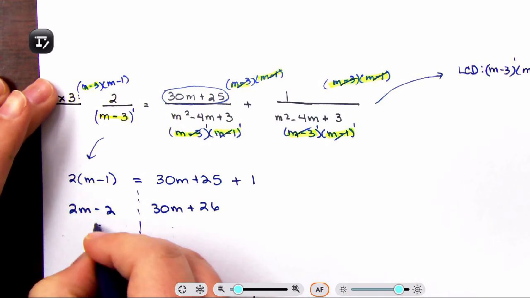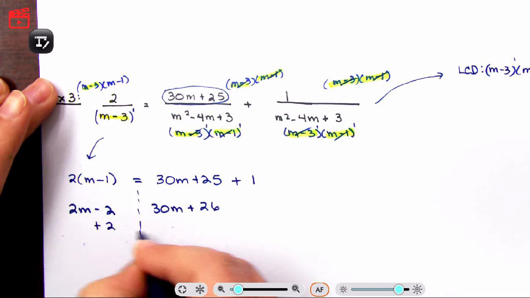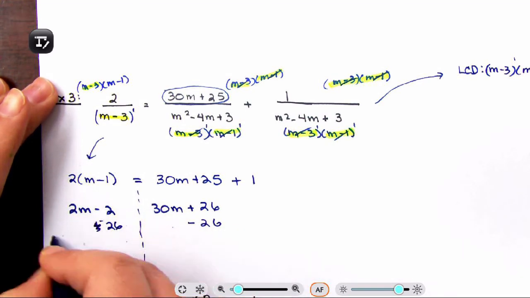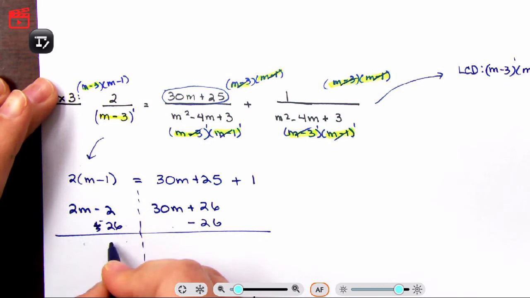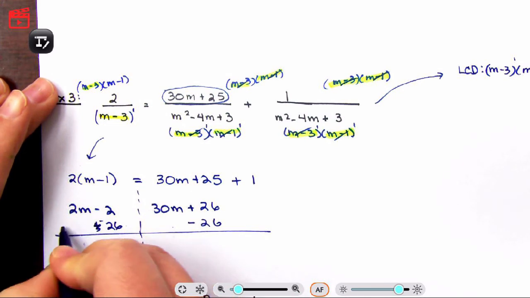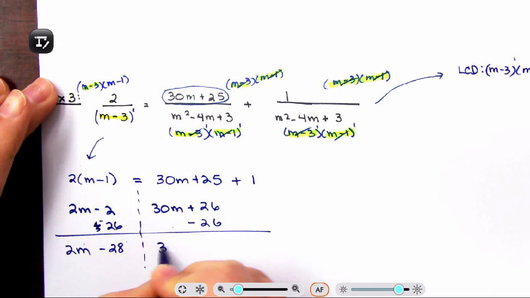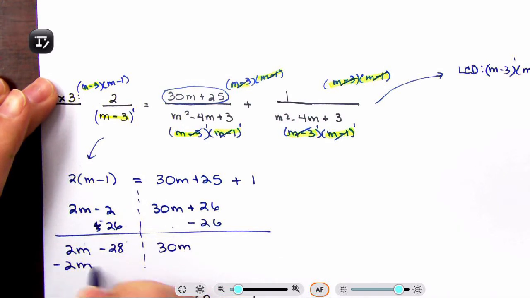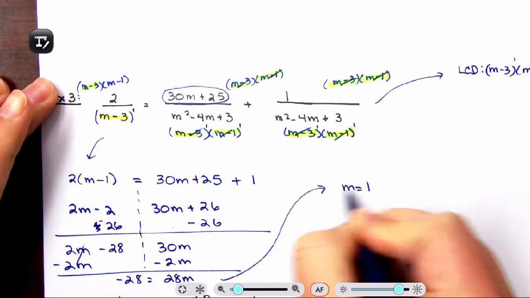So I'm going to add 2 to both sides. No, I will not. I'm going to subtract 26. And the reason I'm going to subtract 26 is because I want my m to be positive, so I have a negative 28. I'm going to then subtract 2m. So I have a negative 28 is equal to 28m. So m is equal to negative 1.